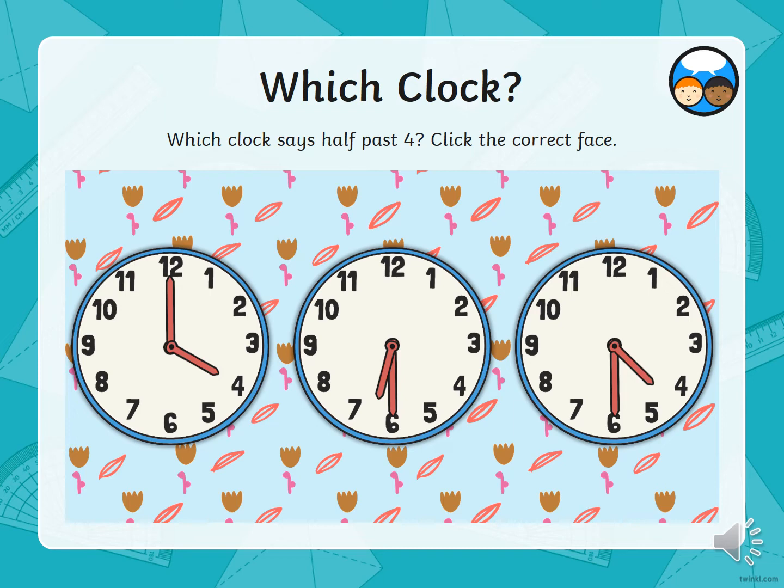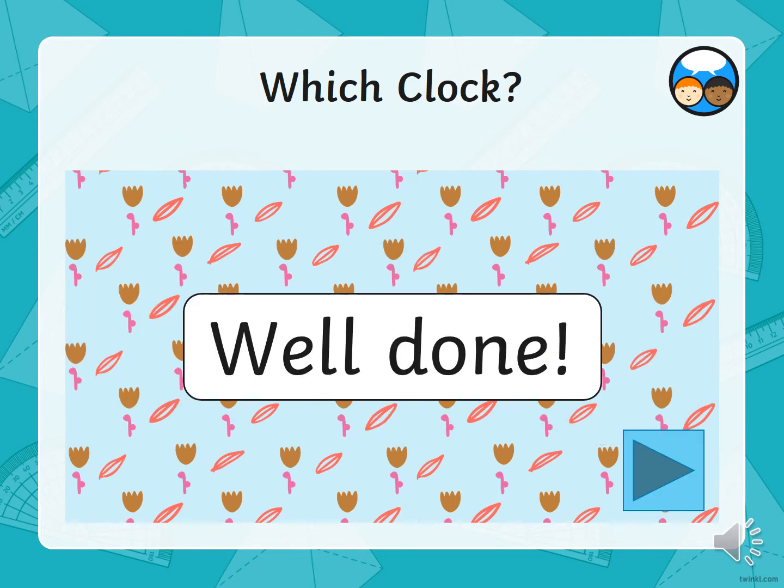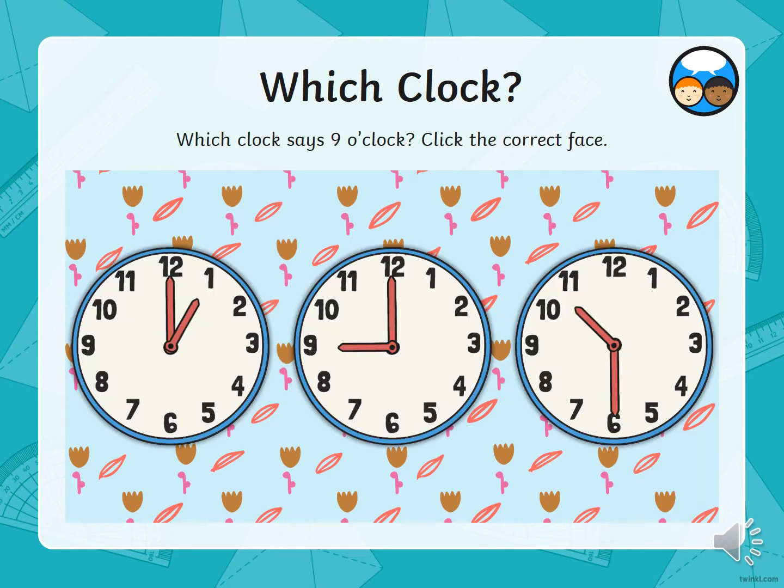Which clock says 4:30? Let's look at the first clock. The big minute hand is pointing to the 12, which means it's an o'clock time. So does that say 4:30? No. Let's look at the next clock. The big minute hand is pointing to the 6 for half past. So that's correct for half past. But let's look where the small hour hand is. It's between the 6 and the 7. Does that mean 4:30? No, it doesn't. Let's click on the last clock. Well done, 4:30.